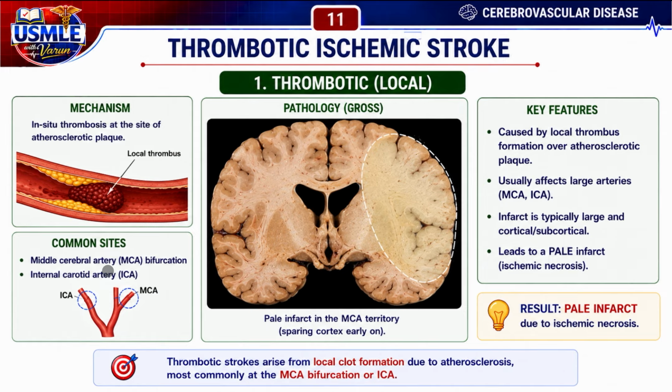The common locations of thrombus formation include the middle cerebral artery bifurcation and the internal carotid artery. They usually produce pale infarcts because there is no reperfusion happening in these thrombotic cases. It is caused by local thrombus formation over atherosclerotic plaque, usually affecting large arteries like the MCA and ICA. Infarct is typically large and cortical or subcortical. This leads to pale infarcts because of ischemic necrosis.